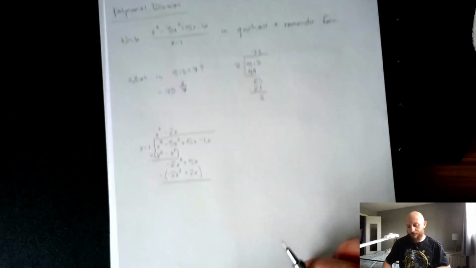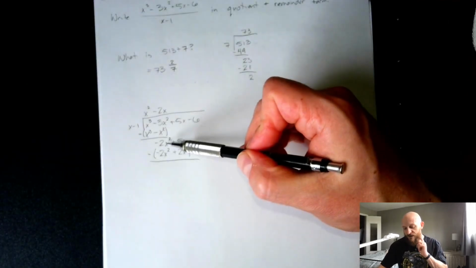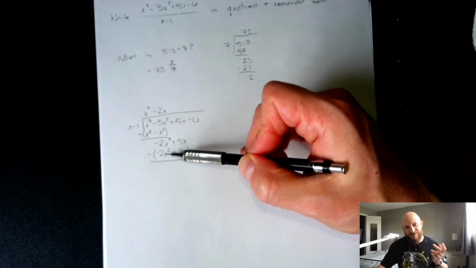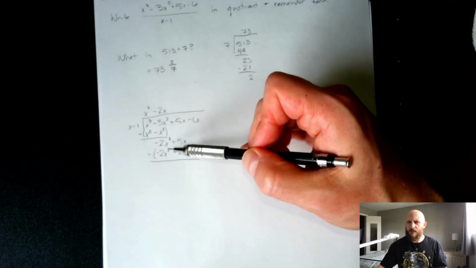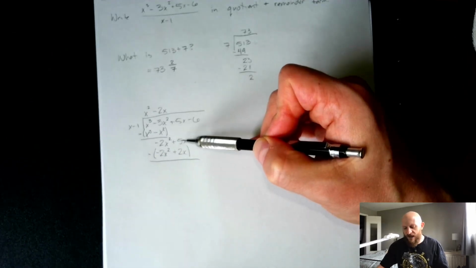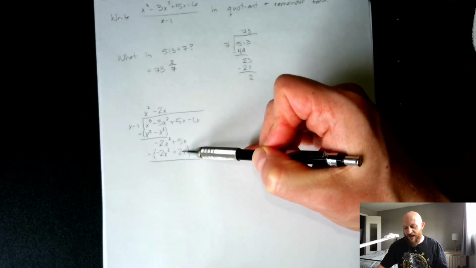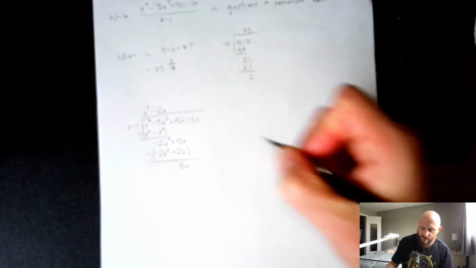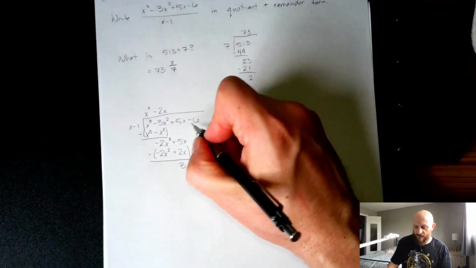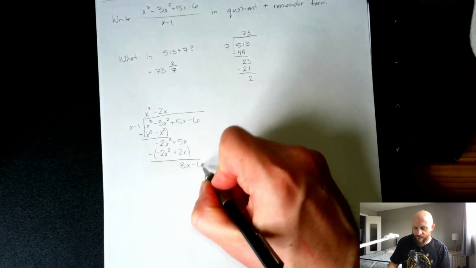And then we just subtract straight down. Same thing over again. So negative 2x squared minus a negative 2x squared is negative 2x squared plus 2x squared. They cancel. We did that by design. 5x minus 2x is 3x. Excellent. And then finally, we bring down this negative 6.